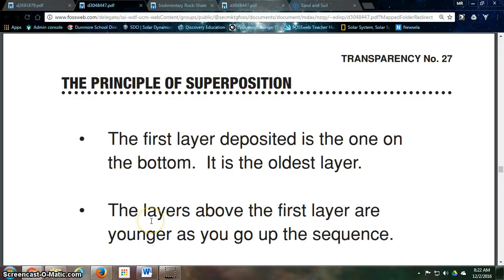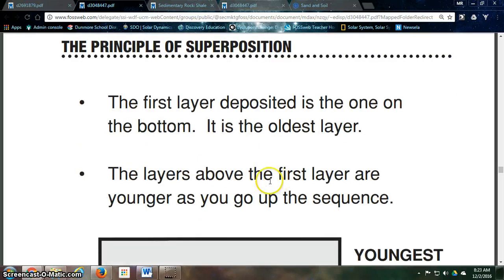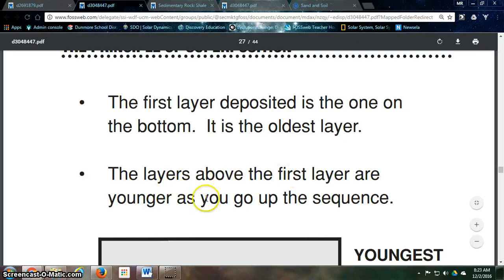And as we're talking about these different rock layers, one of the last things that we looked at was the principle of superposition, where we look at how we know where some of the older and younger rock layers are and the way they're piled up. And it's not a very difficult concept. We look at the first layer deposited is the one at the bottom, and that's going to be the oldest layer. And the layers above the first layer are going to be younger as you go up.